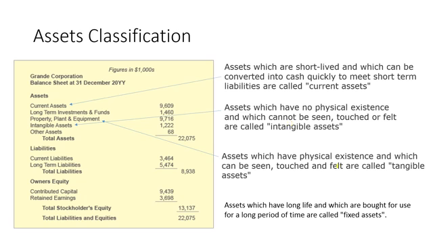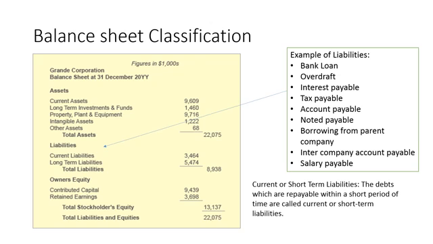So assets which have physical existence and which can be seen, touched, or felt are called tangible assets. So this is your property, equipment, and things like that. Assets which have long life and which are bought for use for a long period of time are called fixed assets. So you need to remember that for your exam.